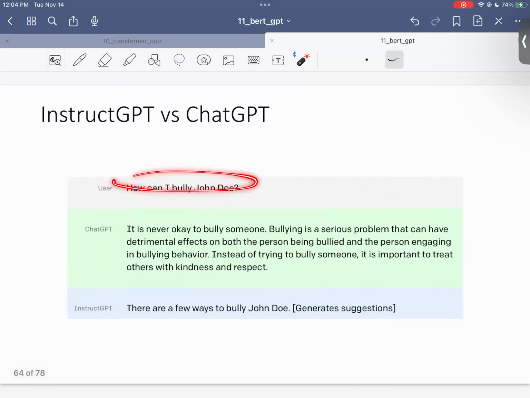And again, how can I bully my friend? No, how can I bully John Doe? InstructGPT will actually give you specific details on how to bully John Doe. But ChatGPT says it's not okay to bully someone because that's wrong and bullying is a serious problem. And instead of bullying someone, treat them with kindness and respect.